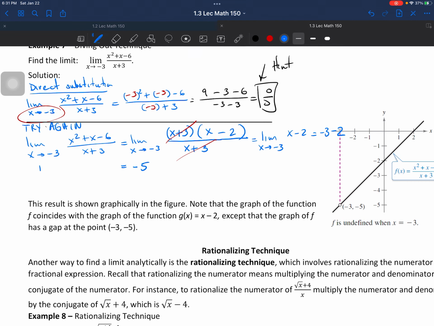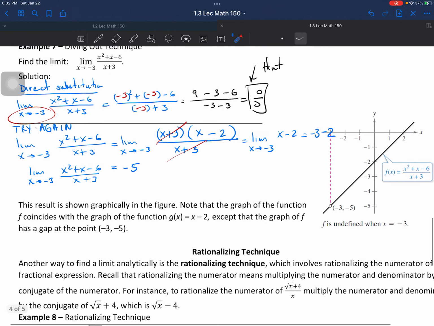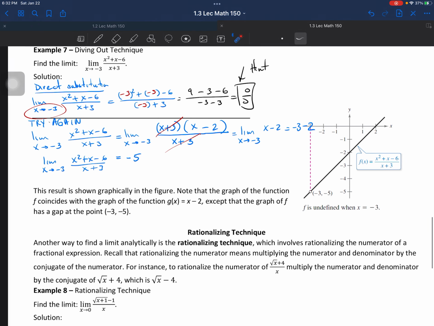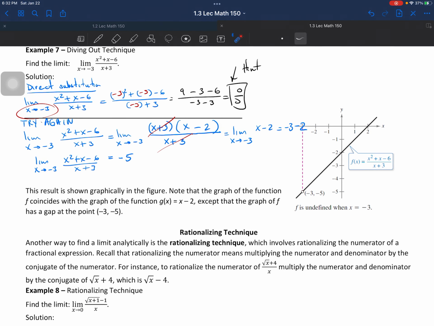So that means that the limit as x approaches negative 3 of x squared plus x minus 6 all over x plus 3 is negative 5. Right? We're not saying that these two functions are the same. They just behave the same way. They're everything the same except by one number. And there you go, we found the value. So here we use direct substitution.